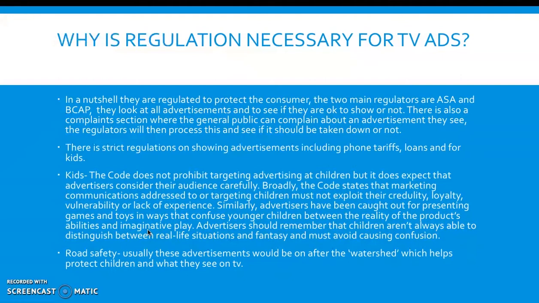There are strict regulations on showing advertisements, including phone tariffs, loans, and for kids. The code does not prohibit targeting advertisement to children, but it does expect that advertisers consider their audience carefully. Broadly, the code states that marketing communications addressed to or targeting children must not exploit their loyalty, vulnerability, or lack of experience. Similarly, advertisers have been caught out for presenting games and toys in ways that confuse younger children between the reality of the products and abilities and imaginative play. Advertisers should remember that children aren't always able to distinguish between real-life situations and fantasy and must avoid causing confusion.